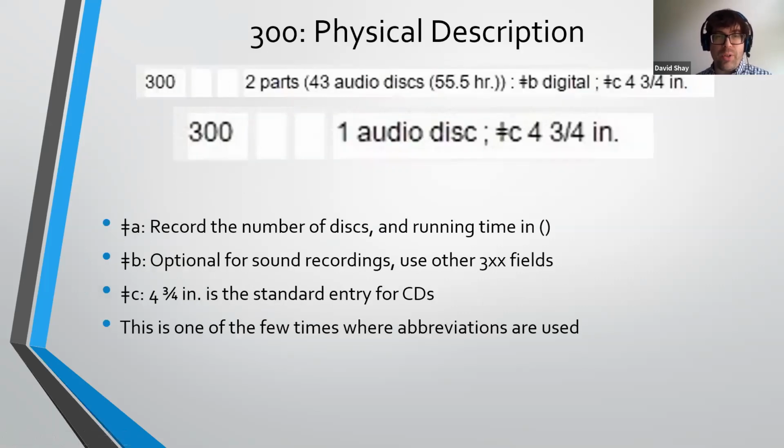300, physical description. Record the number of disks and your running time in square brackets. Ooh, got a checklist. Oh, nice, Alt 8471. That's awesome. I'm actually going to write that down because that's great. I love keyboard shortcuts.